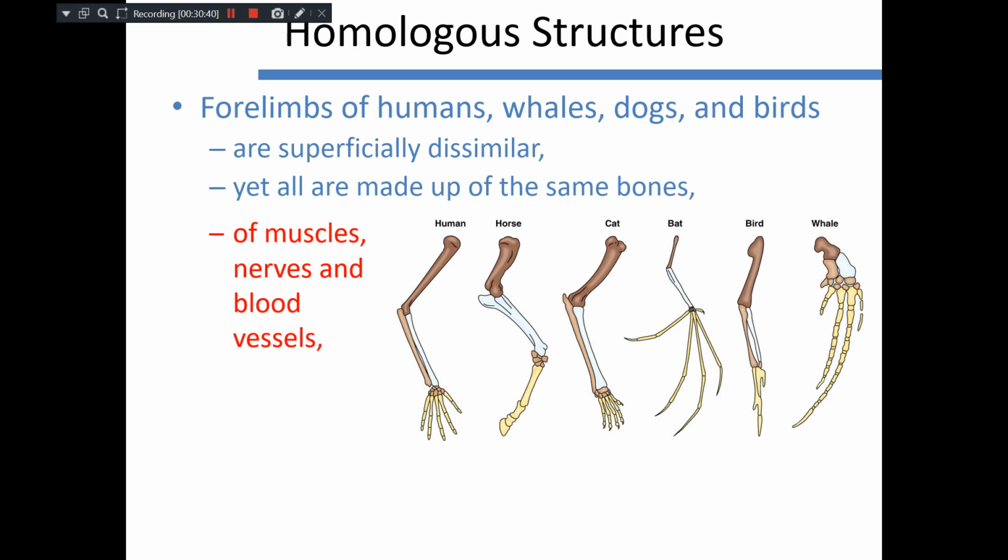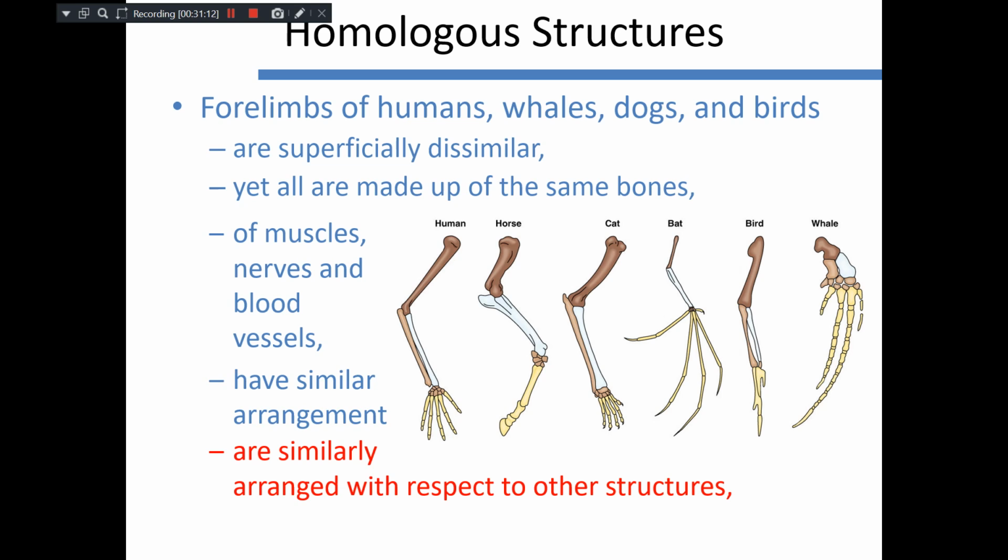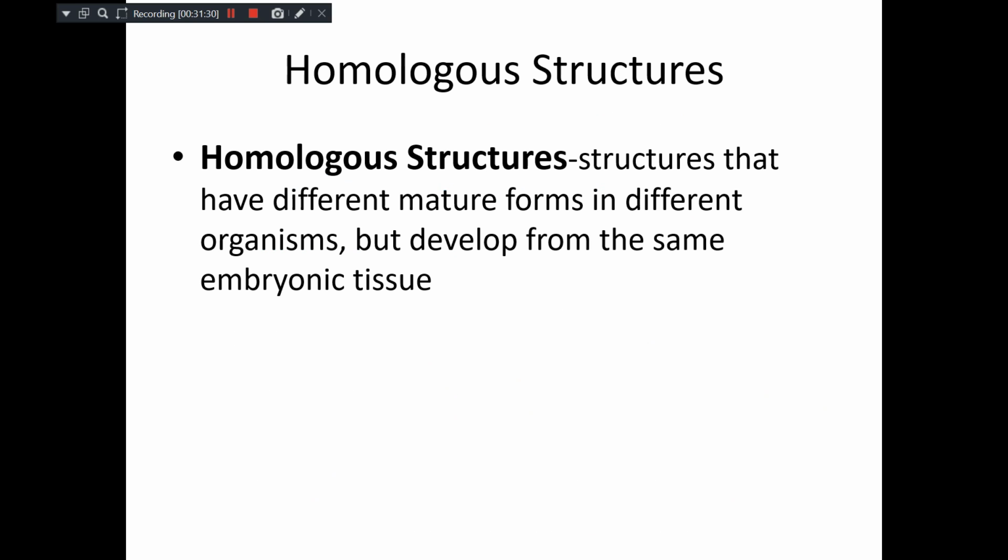For example, the forelimbs of human, whale, dog, birds are superficially dissimilar, yet they are made out of the same bones. See here, human, horse, cat, bat, bird, and whale. Superficially, they are totally different. But if you see the internal anatomy, they are made up of the same bones, and have similar arrangements of muscles, nerves, and blood vessels. You can even see similarity with respect to the arrangement of these structures, and they have a similar pattern of embryonic development. So homologous structures have different mature form and function in different organisms, but all of them have developed from the same embryonic tissues. They are known as homologous organs.